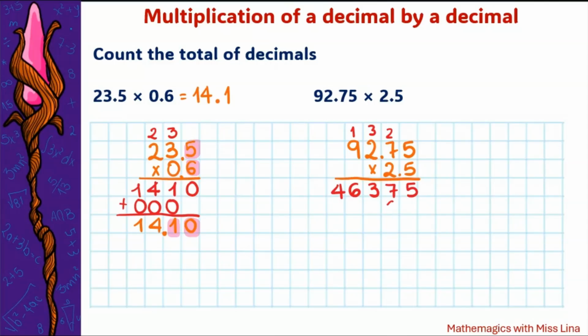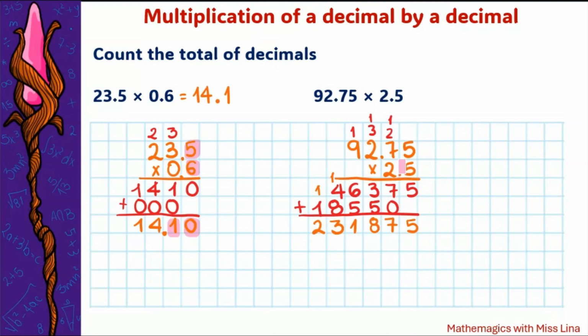2 times 5 is 10, 0, and we carry the 1. 2 times 7, 14, plus 1 is 15. 2 times 2 is 4, plus 1 is 5. 2 times 9 is 18. And we do the addition. 5, 7 plus 0 is 7, 3 plus 5 is 8, 6 plus 5 is 11, and we carry the 1. 1 plus 4 is 5, plus 8 is 13, and we carry the 1. 1 plus 1 is 2.